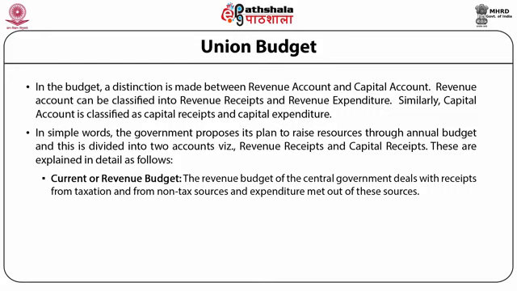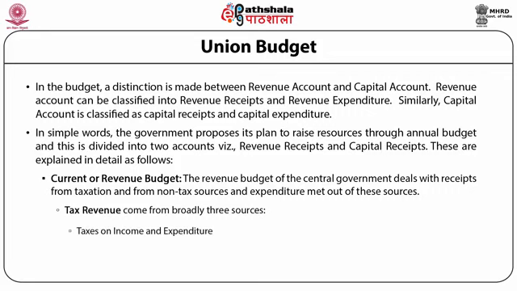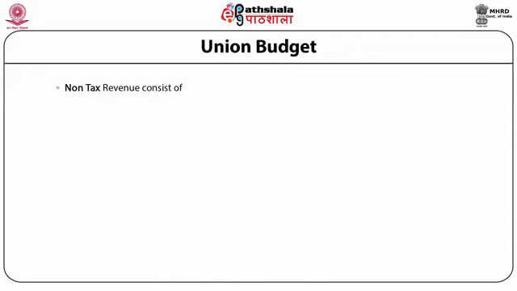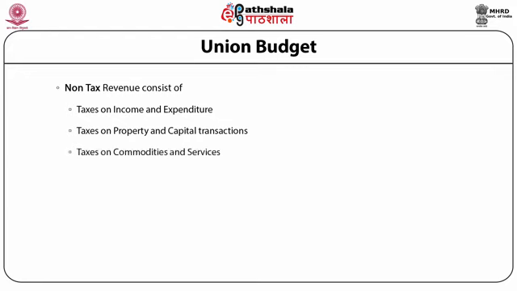Current or revenue budget. The revenue budget of the central government deals with the receipts from taxation and from non-tax sources and expenditure met out of these sources. Tax revenue comes broadly from these sources: tax on income and expenditure, tax on property and capital transactions, and taxes on commodities and services. Non-tax revenue consists of currency, coinage, mint, interest receipts and dividends, and other non-tax revenue.